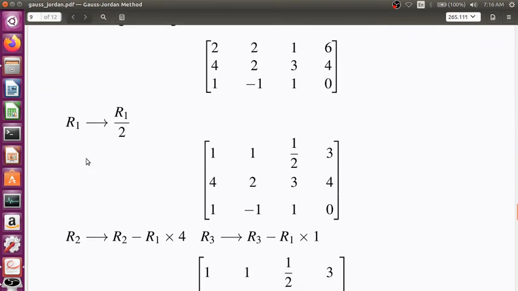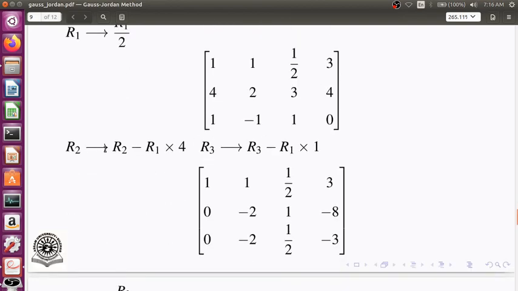Now after that I have to normalize row 1 with the first element of first row first column. So row 1 divided by 2 gives 1 1 1/2 and 3, remaining these two rows intact. After that row 2 has to be replaced by row 2 minus row 1 multiplied by a21, and row 3 by row 3 minus row 1 multiplied by a31. So after performing this operation, first row will remain as it is, 1 1 half and 3, but row 2 and row 3 will change to 0 -2 1 -8 and 0 -2 half and -3.